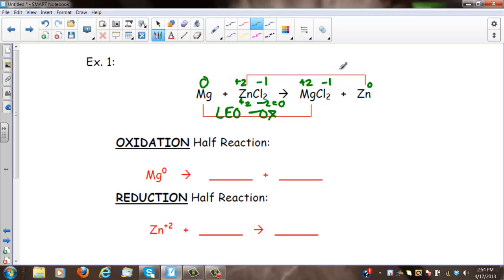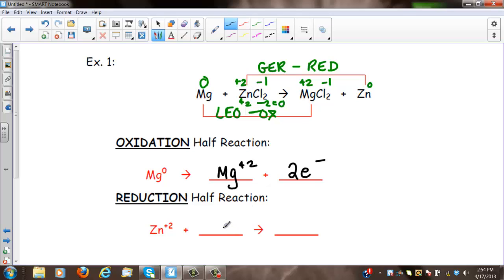I'm becoming more negative, so I must have gained electrons. So this is GER. Gain of electrons is reduction. So here's my reduction. So now we're going to pull out our elements. Mg0 went to Mg plus 2. So I have a 0 versus a plus 2 charge. I need to add 2 electrons to the right. So I have a plus 2 and a negative 2, which is 0.